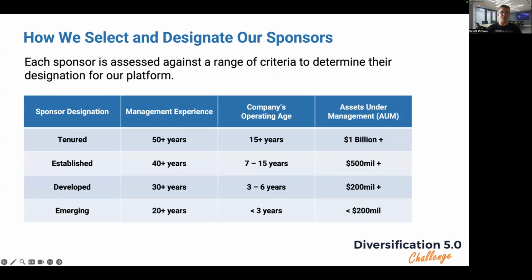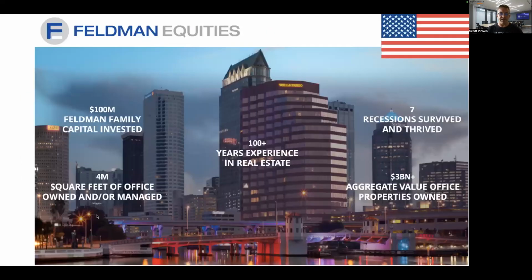Then you've got an established partner, and you can see the same numbers there. You've got a developed partner, and you can see where they're at. And then you've got an emerging partner. And basically, an emerging partner is generally someone that's got a lot of experience. They've been doing it for a long time, but they've only started their company in the last 3 years. So you're looking at their previous track record as well as their current company track record in terms of that process. So let's just give you some examples.